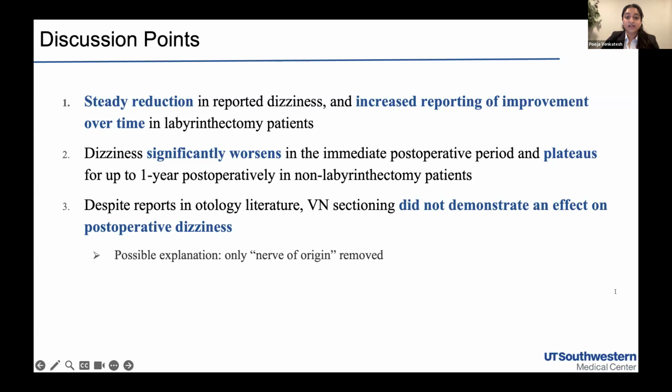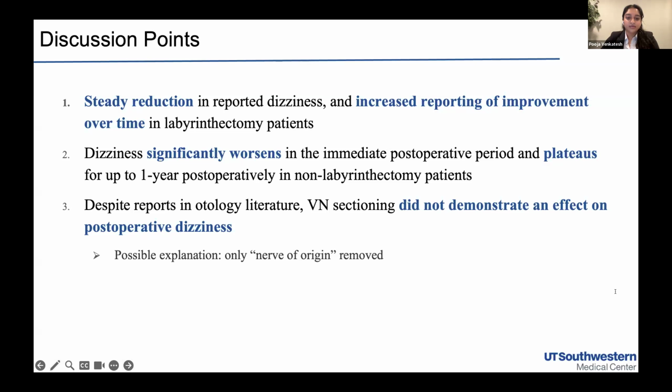I bring that up because our data reveals that despite dizziness being reported similarly between labyrinthectomy and non-labyrinthectomy cases preoperatively, we saw a steady reduction in reported dizziness and increased improvement over time in labyrinthectomy patients. And in non-labyrinthectomy patients, we see that dizziness worsens in the immediate post-op period and plateaus for the 1 year that we observed.